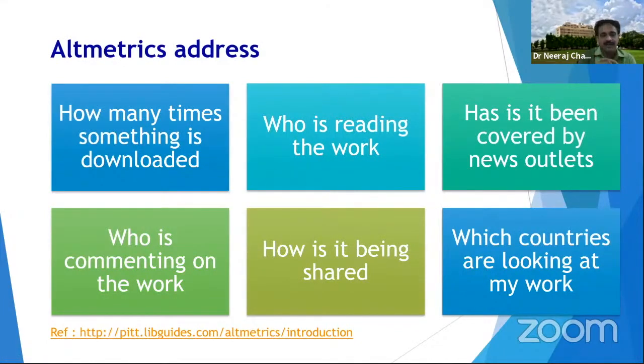What does altmetrics address? Altmetrics basically addresses how many times someone has downloaded your article, who is reading your work, has it been covered by news outlets, who is commenting on the work, how it is being shared on social media, and which countries are looking at my work. These are the things which can be answered by these automatic tools.